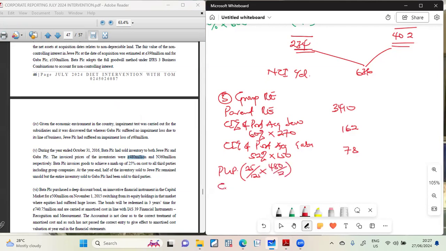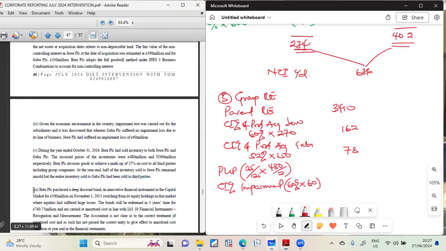Then the CI share of the impairment. For the other one, they said he has sold everything out, so we won't do any PAP. It's 0, because we do PAP on inventory that is still in stock. So the CI share of the impairment will be 60%. Impairment was 60, right? So give me the figures for these two.